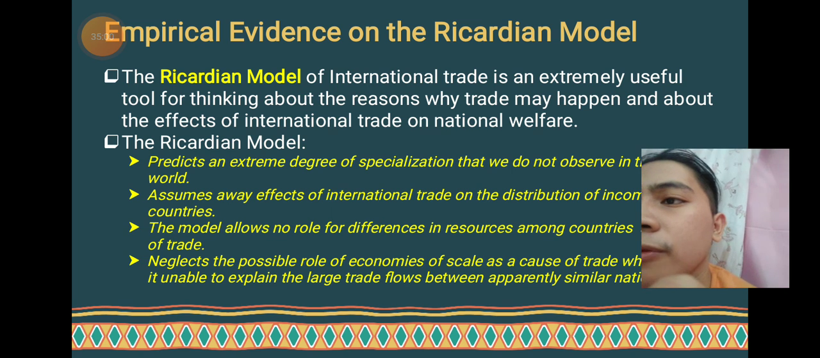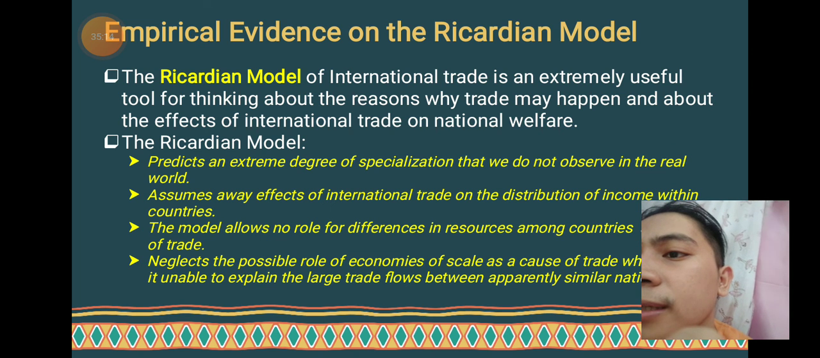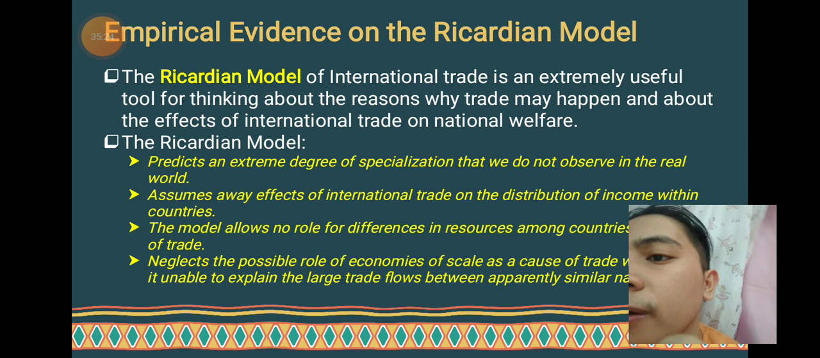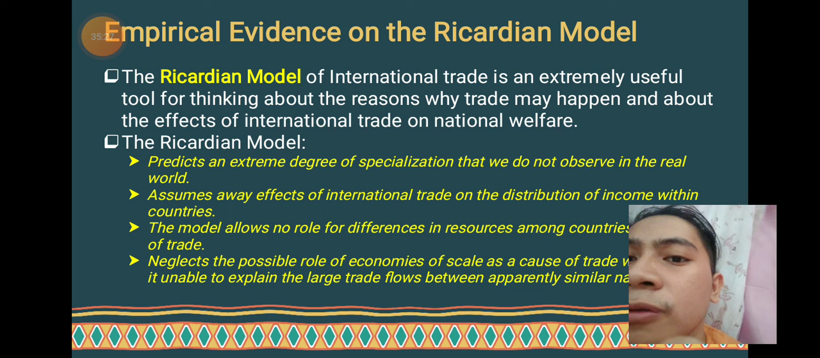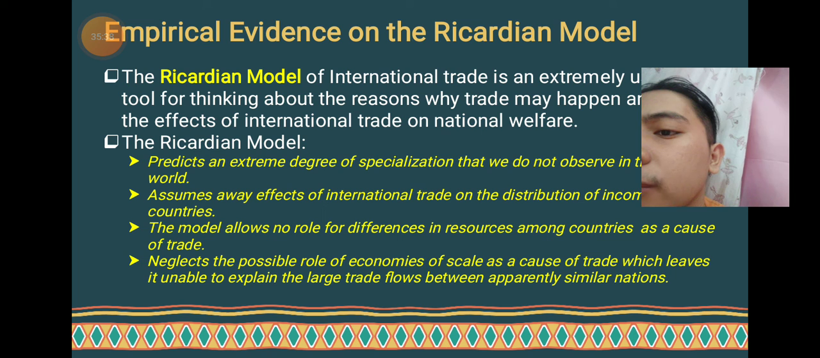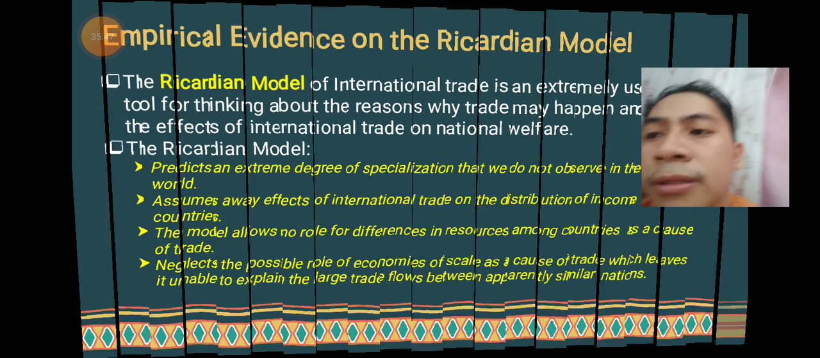Empirical evidence of the Ricardian model. The Ricardian model of international trade is an extremely useful tool for thinking about the reasons why trade may happen and about the effect of international trade on national welfare. The Ricardian model predicts an extreme degree of specialization that we do not observe in the real world. It ignores the effect of international trade on the distribution of income within countries. The model allows for the role of differences in resources among countries as a cause of trade. It neglects the possible role of economies of scale as a cause of trade, which leaves it unable to explain the large trade flows between apparently similar nations.